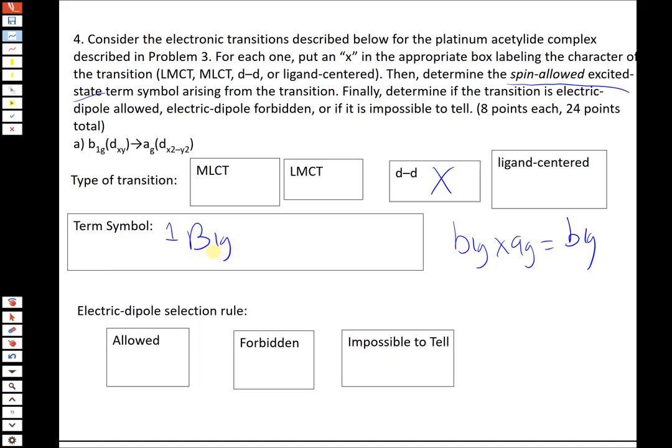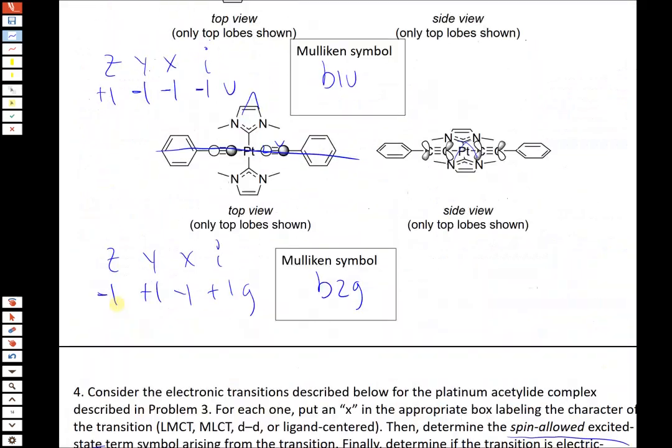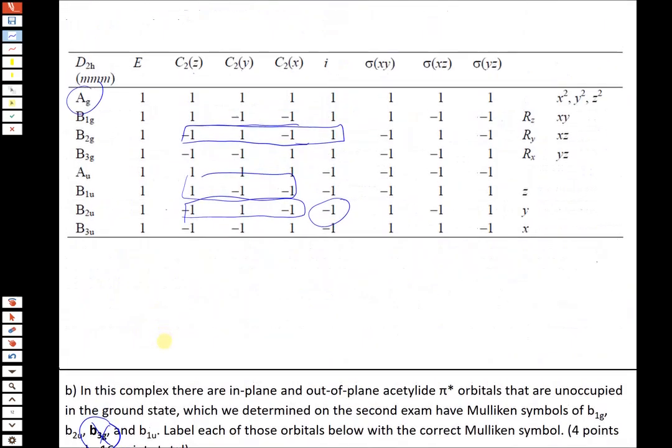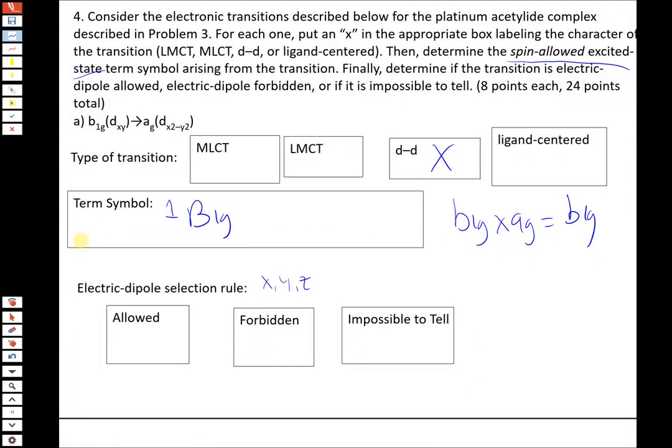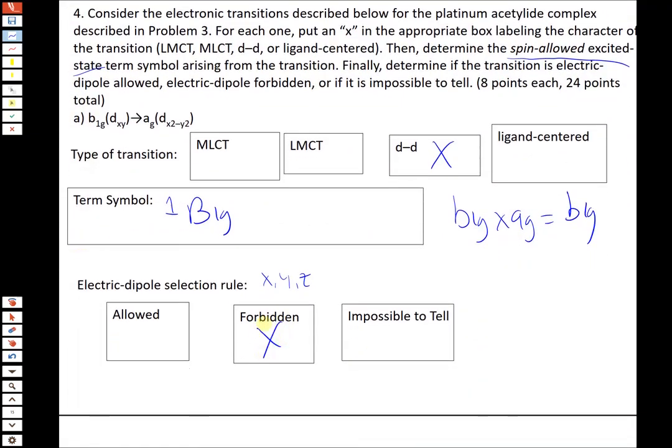And then if we go to the character table, to follow the electric dipole selection rule, it has to transform as x, y, or z. And if we look at the character table for D2H, B1G does not include any of the Cartesian functions. Those are all going to be U down here. So this one's going to be electric dipole forbidden because B1G does not transform as a Cartesian coordinate.